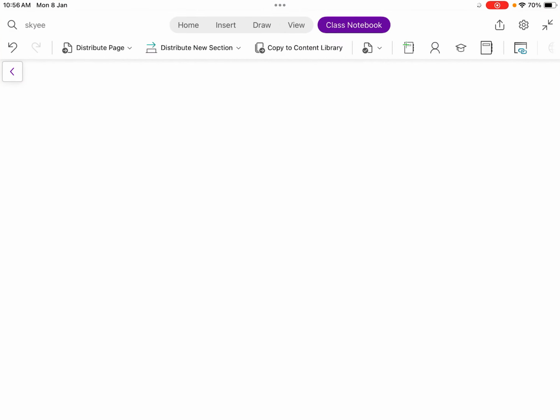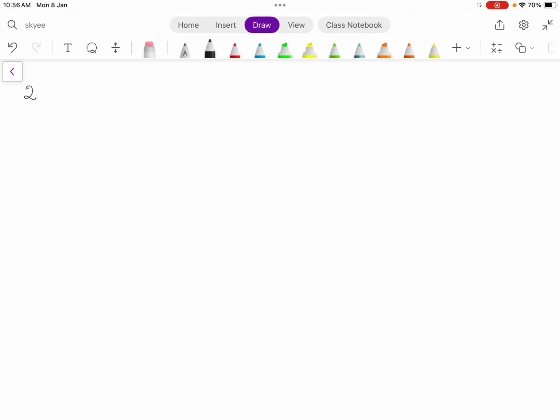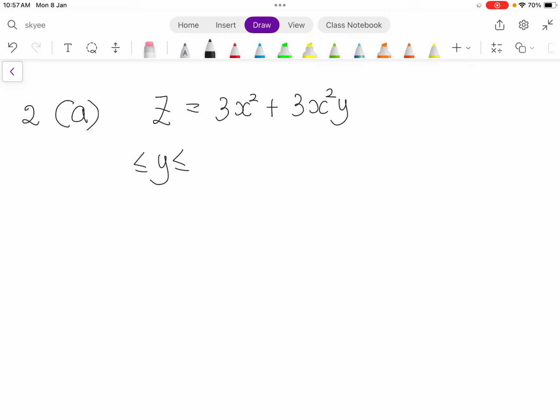Okay, so we can look at question 2a. So you have your z, so this is the surface, which is equal to 3x cubed plus 3x squared y. And the y is in between 0 to 2, and the x is in between 1 to 3.